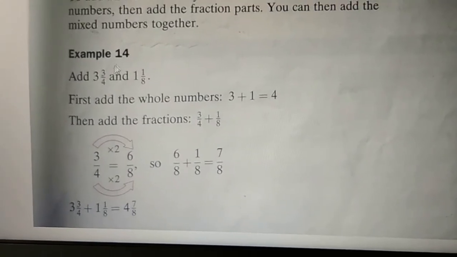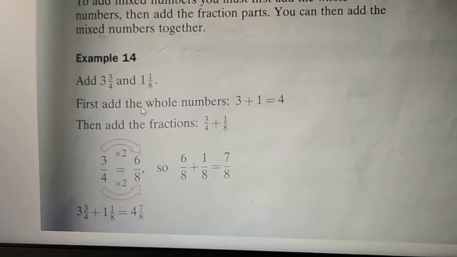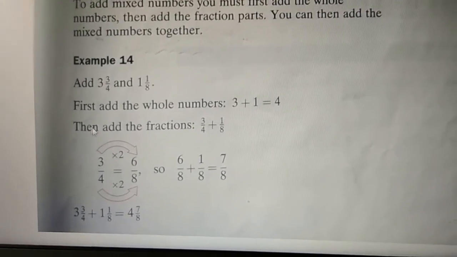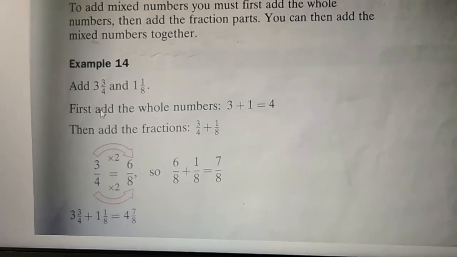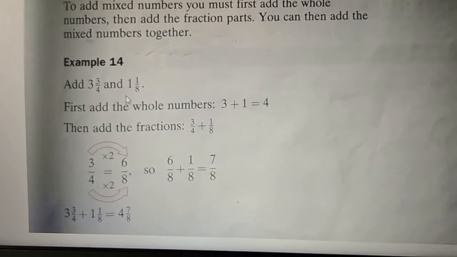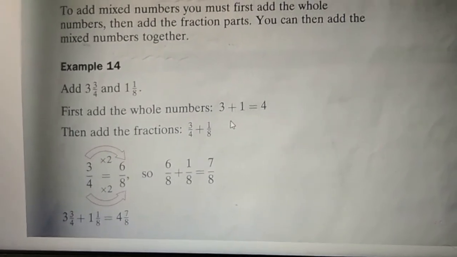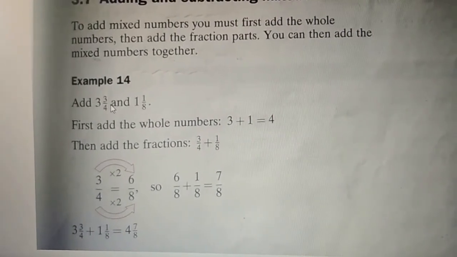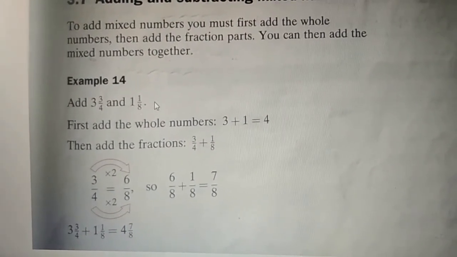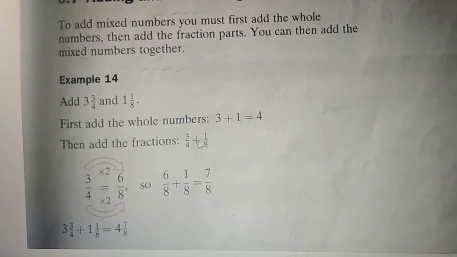We have to add these separately. How? First we will just add the whole numbers. Here the whole numbers are 3 and 1, so just add these whole numbers. 3 plus 1 equals 4. Now we will deal with the fractions. The fractions are 3 by 4 and 1 by 8.